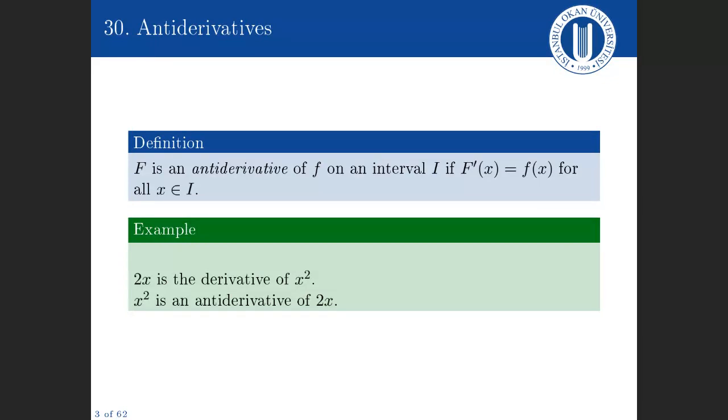Capital F is an antiderivative of small f on an interval I if the derivative of capital F is equal to small f for all x in the interval. So, for example, we know that 2x is the derivative of x squared. Change these around and do it in the opposite direction. X squared is an antiderivative of 2x.